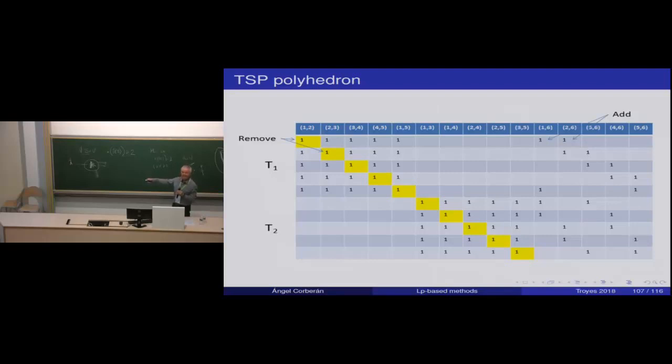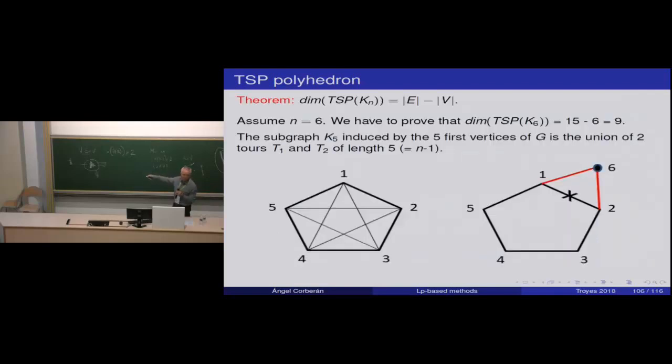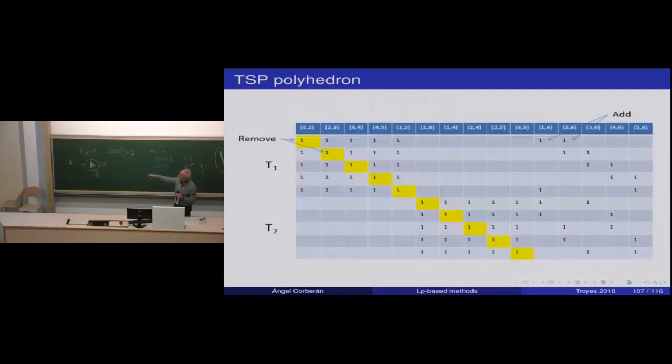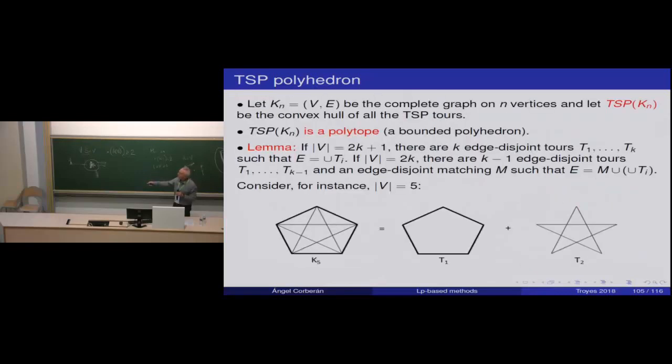For the first tour in the graph with 5 vertices, I remove this edge and I add 2 edges, 1-6 and 2-6. Then I remove this one and add the edges 2-6 and 5-6 in this way. So obviously what we get are tours for the graph with 6 vertices. I do the same with the tour corresponding to this inner part, exactly the same.